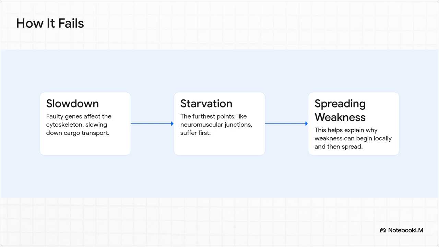And the parts of the neuron that are the farthest away from the headquarters, like the connections to the muscles in a hand or a foot, they start to starve and fail first. This is exactly why symptoms often begin in one specific limb.